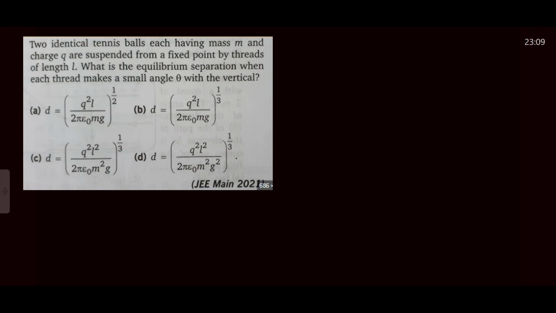We are going to start a very small topic, and it's very important. You will find that 6-7 different types of problems come in the paper based on this. I'm talking about the Pith Ball problem. The very first problem is from JEE Main 2021. Two identical pith balls, each of mass m and charge q, are suspended from a fixed point by threads of length L. What is the equilibrium separation when each thread makes a small angle theta with the vertical?